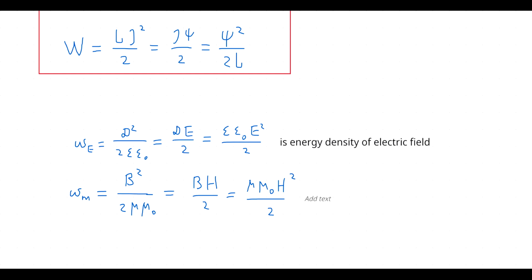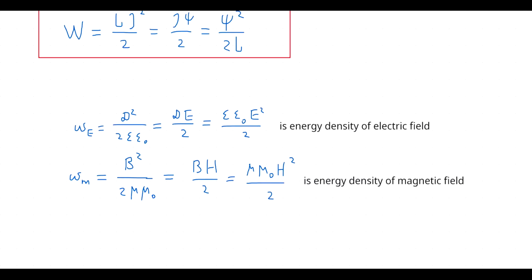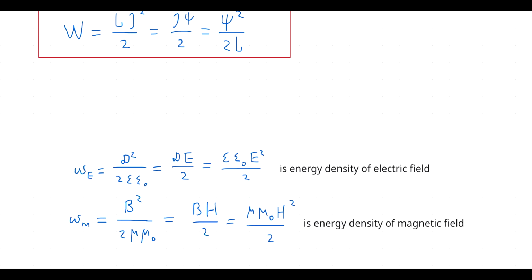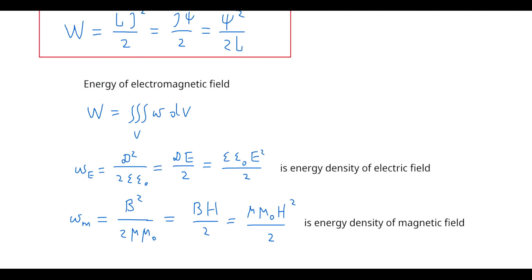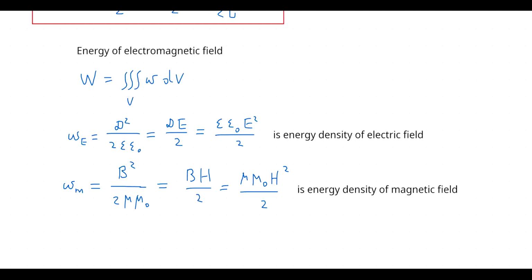Energy density of magnetic field. So according to the written formula, the energy of electromagnetic field in some volume may be calculated with formula W is equal to triple integral omega dV. And what is omega?